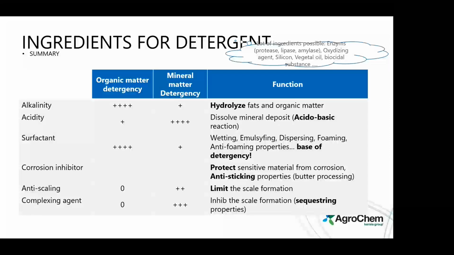So ingredients for detergents, again, we're back showing the alkalinity, acidity, surfactant, possibility of having some corrosion inhibitors in there as well, and any anti-scaling properties and complexing agents. So depending on which aspects and whether we're looking to remove proteins or looking to remove minerals, would be looking at each of the aspects. So you can see on this chart, again, alkalinity working best for the organic matters, and the acidity is working on the mineral side of things. Surfactants working well with the detergents as well, not as necessary with the acid side of it.